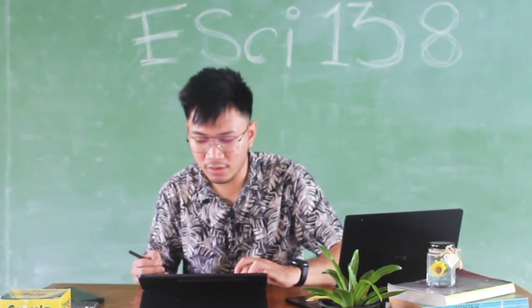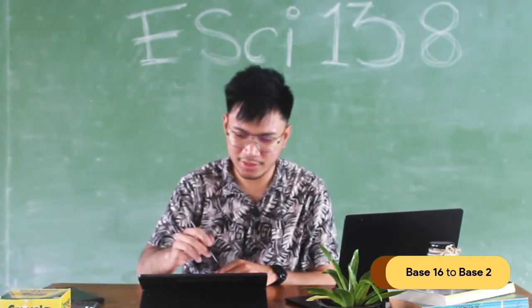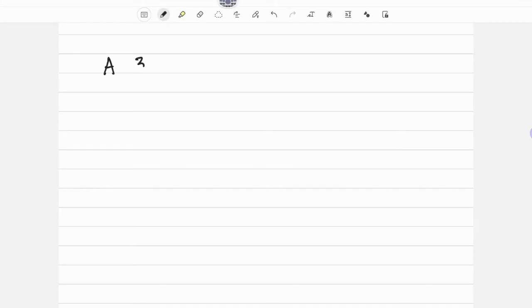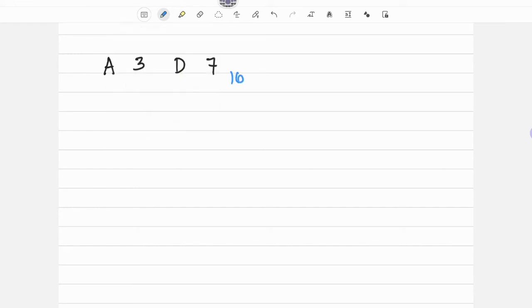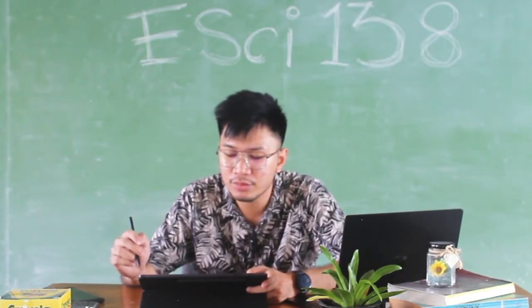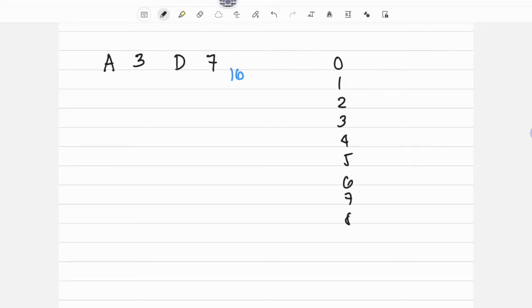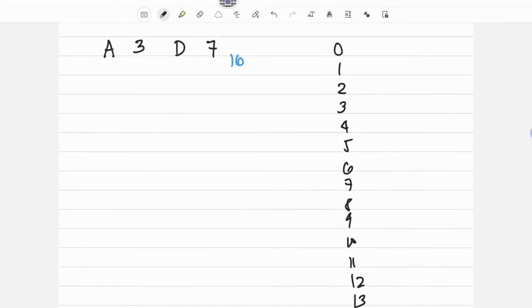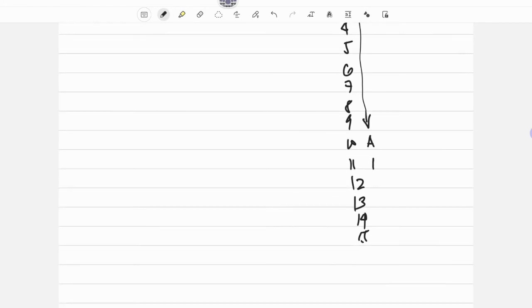So, how about we convert base 16 into base 2? So, let's say, for example, we have A, 3, D, 7. And this one, again, is in base 16, of course. So, how are you gonna convert it into base 2? Balik ta dito sa atong mga ordering numbers, 0, 1, ang 1 to 9 nagyapon to. Ang 10 is A, B, C, D, E, and F.